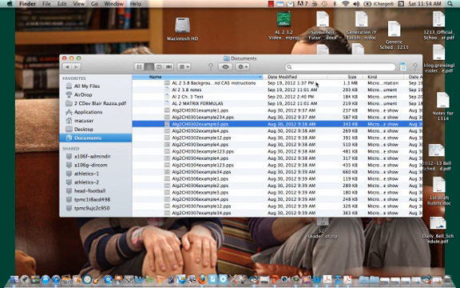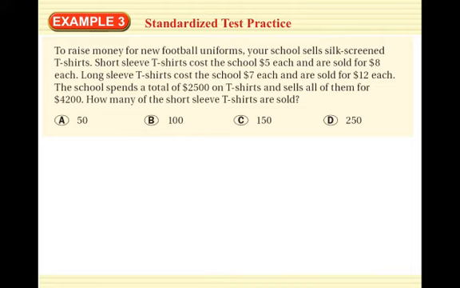Welcome back. Let's finish out these last couple of examples, and then you can do the problems to try on your own, and you will be good to go for class next time.